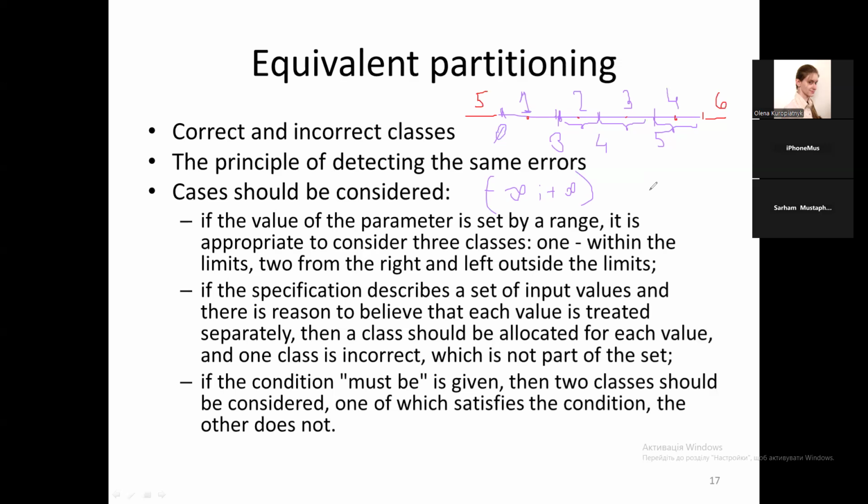It is easier than testing our application with all values from negative infinity to positive infinity. The second case in equivalent partitioning methods: there is a specification that describes a set of input values, and there are reasons to believe that each value is treated separately. Then a class should be allocated for each value, and one class is incorrect, which is not part of the set.